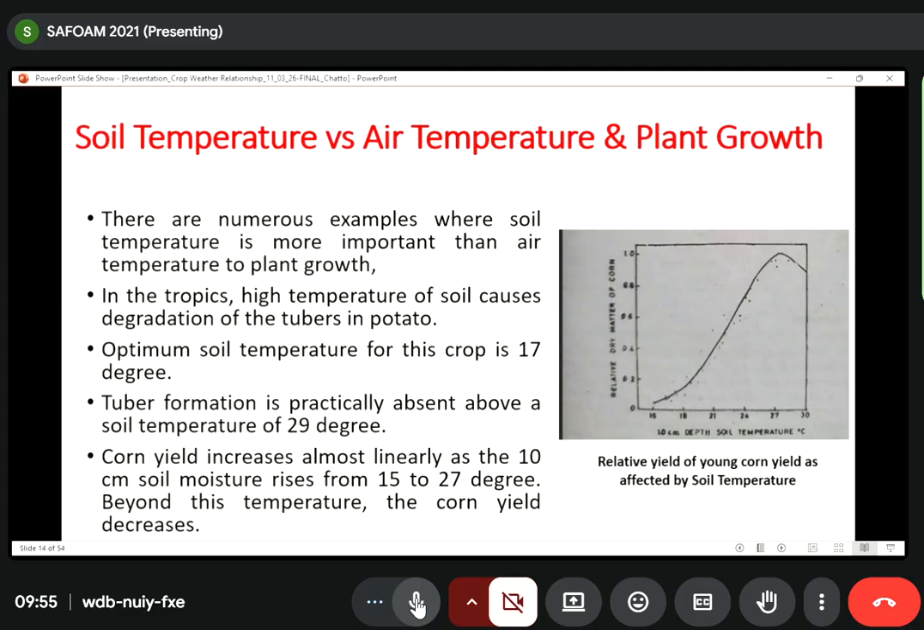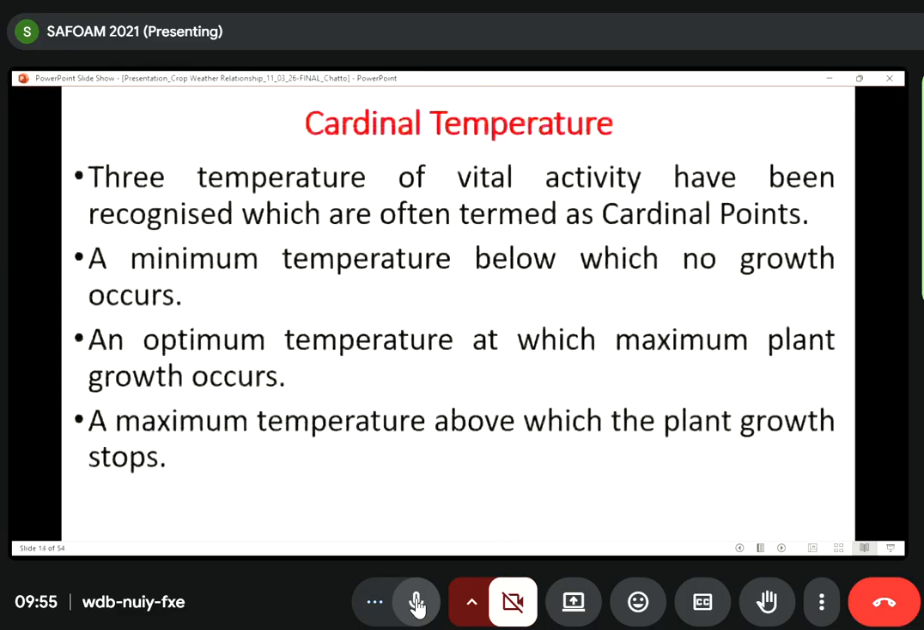But corn growth increases almost linearly as the 10 centimeter soil temperature rises from 15 to 27 degrees centigrade. Beyond this temperature, the growth decreases. Now, this is very important. Every crop has different characteristics. So we call this cardinal temperature, meaning three temperatures. One is the minimum temperature.